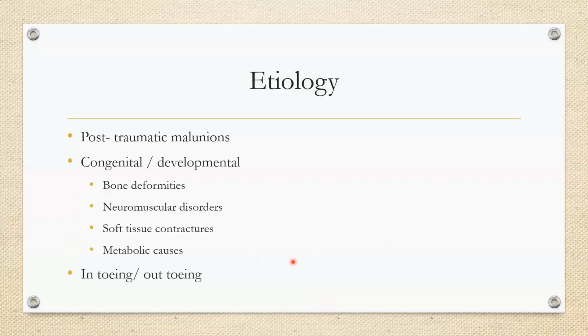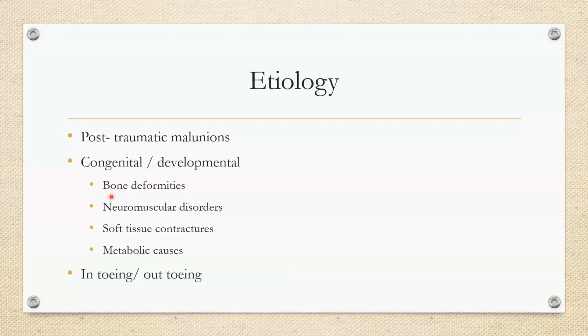The most common etiologies are traumatic and congenital. Traumatic, as you know, is following a direct impact injury to the bone and the resulting malunion. However, the more commonly occurring condition is due to congenital or developmental reasons. This again can stem from different causes.